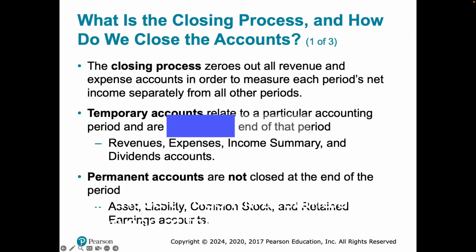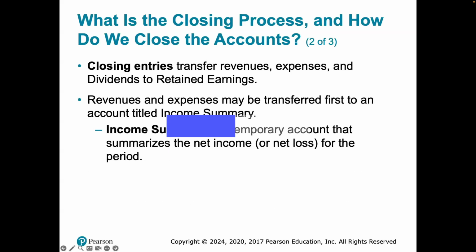All these things will accumulate at the end of the year as permanent accounts, but we eliminate those temporary accounts and start over. So, what we need to do to eliminate or remove these temporary accounts is create closing entries. Closing entries transfer the amounts in our revenue, expenses, and dividend accounts over to retained earnings. Except for dividends, revenues and expenses don't just transfer straight into retained earnings. We have a kind of holding place for those.